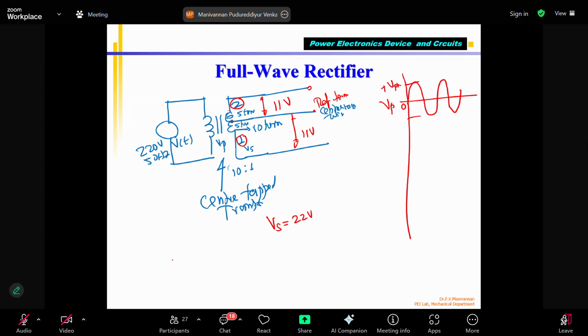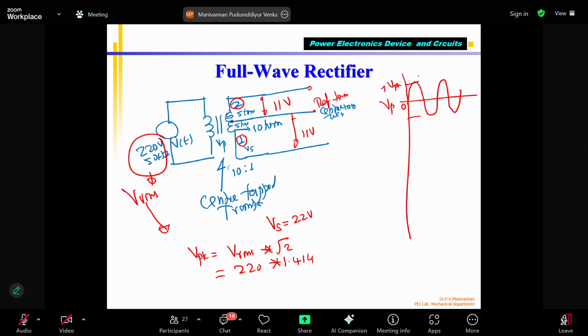How will you calculate V peak? I say my input is 220 volts. This is called the VRMS voltage. If VRMS voltage is given, the V peak voltage can be computed as VRMS multiplied by √2. Correct? So 220 volts multiplied by 1.414. I think around 310 something will come. Maybe, I don't know, somebody can calculate this. This is the voltage with respect to 0.